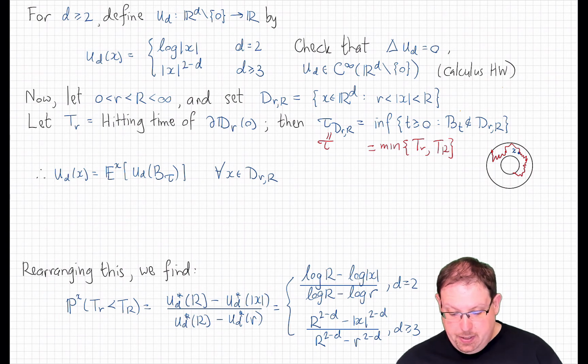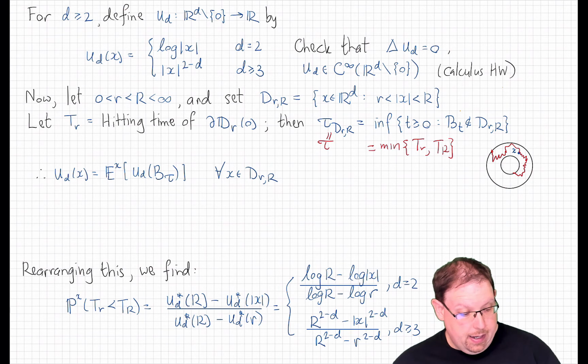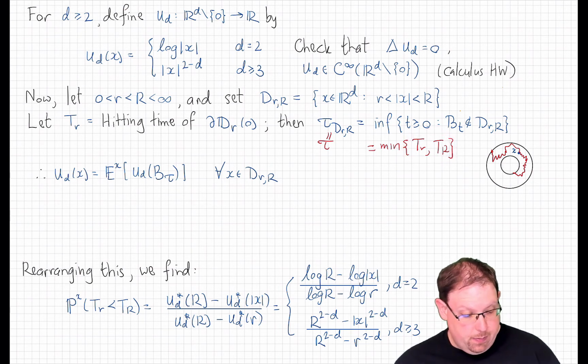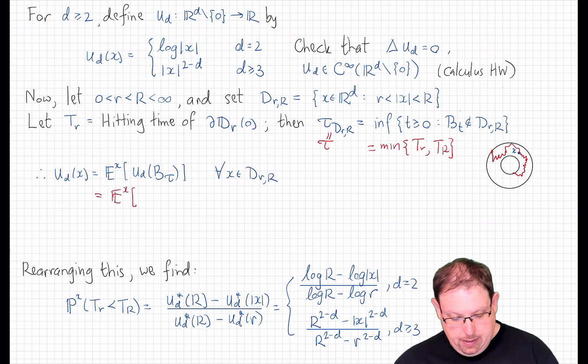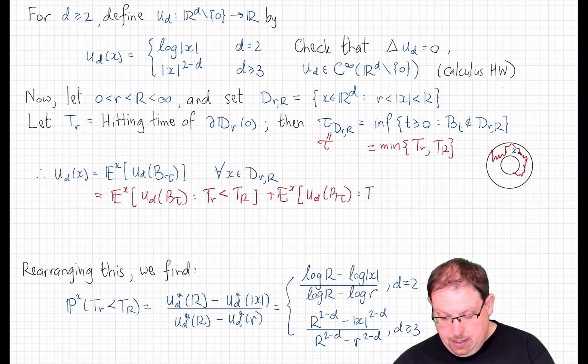It helps us because we'll be able to tell which one of these is bigger or smaller from that as follows. We know that one of these must be bigger and one must be smaller. And so we can write this expected value as the expected value of this function on the event that the inside sphere is hit first, plus the expected value of this function on the event that the outside sphere is hit first.